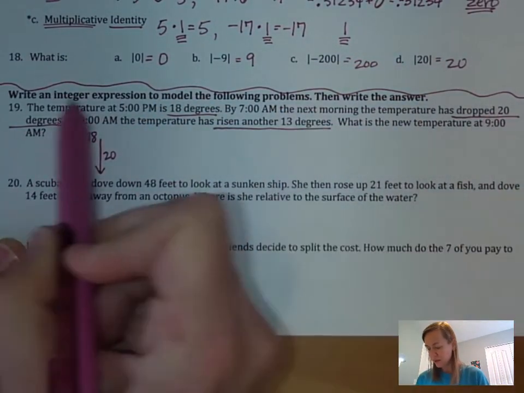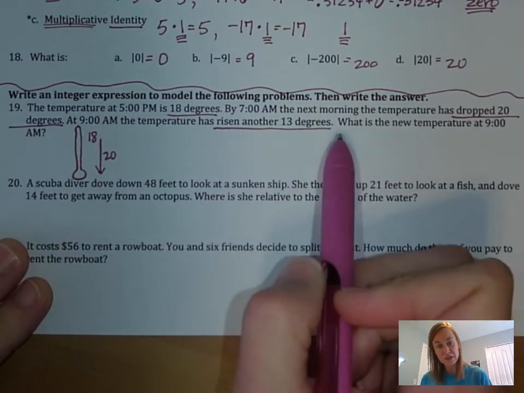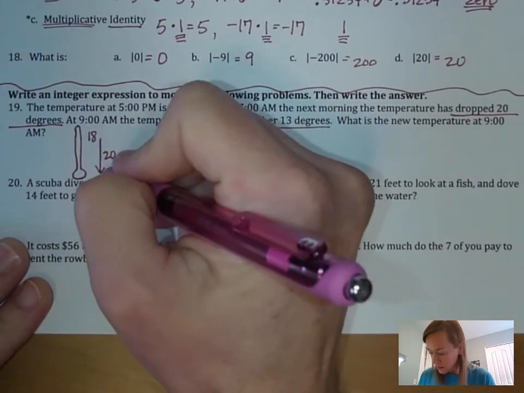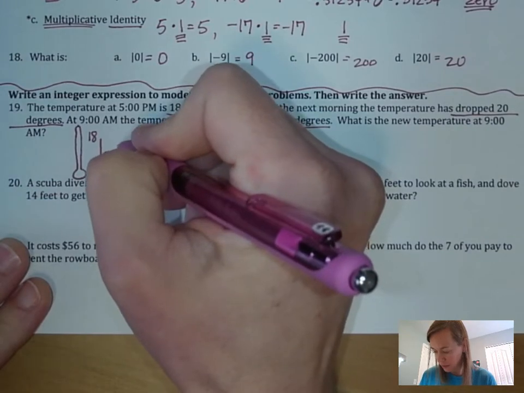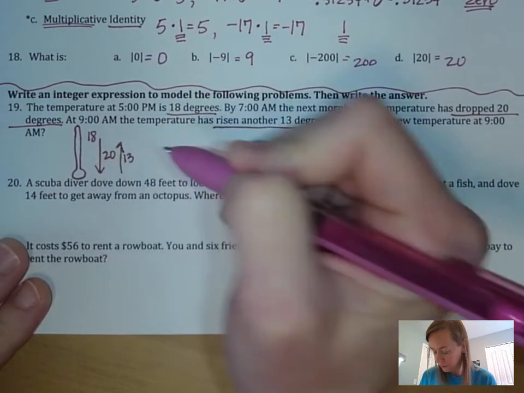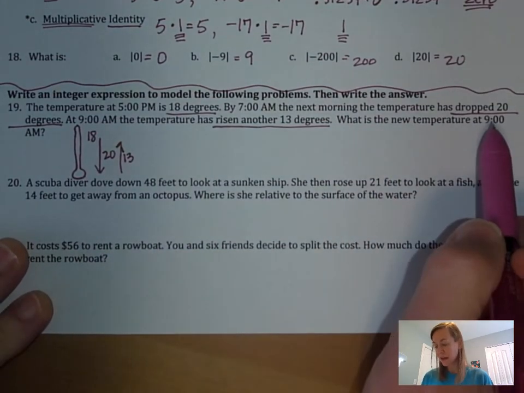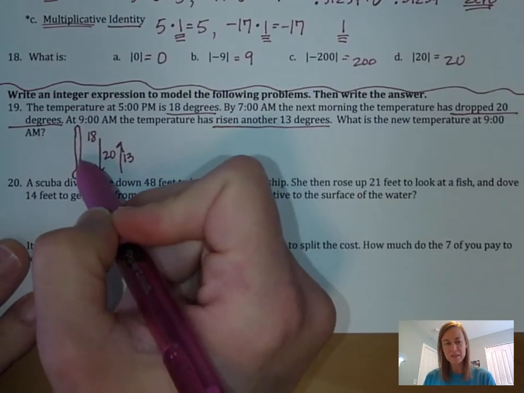And then, okay, we did drop 20 degrees. And then it rises another 13 degrees. So that means it goes up 13. So wherever we left off here at the bottom of this arrow, it's going to go up 13 from there. And then that's going to answer our question of what is the new temperature at 9 a.m. So let's translate this into some math.